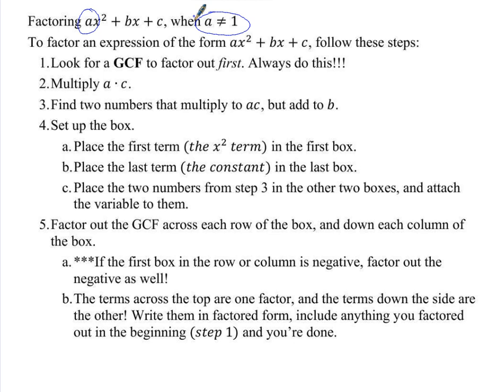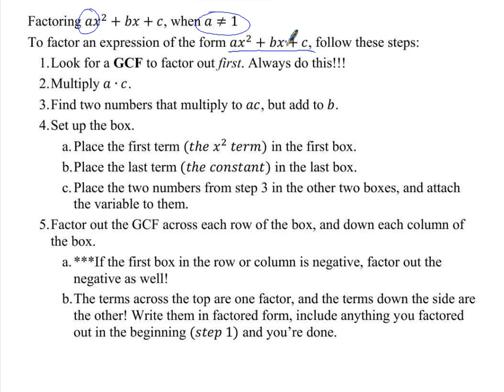So the first thing that you do when you're presented with an expression that looks like that is you look for a GCF. That's still step one. Step one, look for a GCF to factor out first. Always do that. If there is a GCF that you can factor out, it could be that the A will get factored out completely. And if that happens, then you're left with just an x squared plus bx plus c inside the parentheses, and then you don't have to do this method anymore. A lot of times, though, you will still have an A, so you will have to use this method.